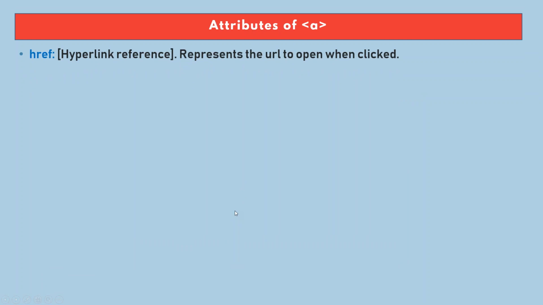So href is representing the URL that you want to open when the user clicks on the hyperlink, and target means you want to open the hyperlinked web page in a separate browser tab. Instead of opening in the same tab by default, you want to open the target web page in another browser tab. To open the web page in a separate browser tab, we have to give target.